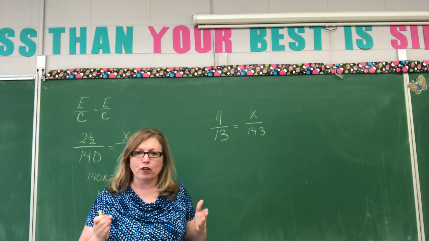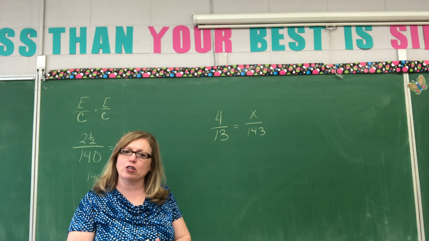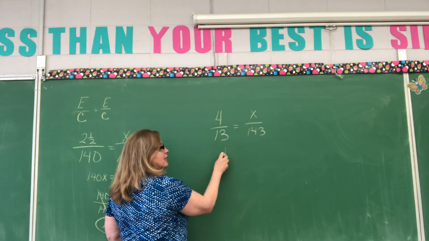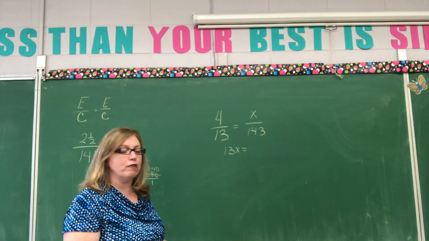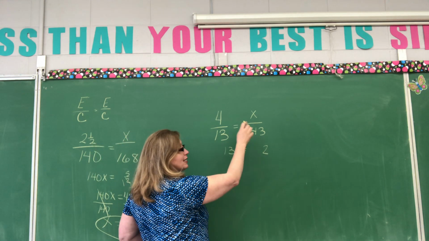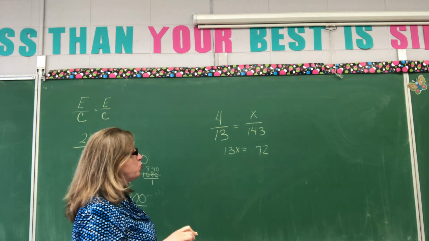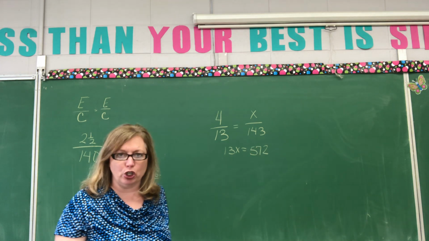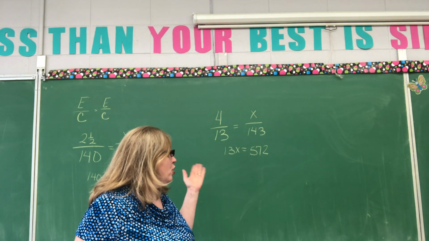How do I solve these two ratios that are now proportionate? How do I solve them? Cross multiply. So 13 times X gives me 13X. 4 times 143, well, 4 times 3 is 12. 4 times 4 is 16, plus the 1 you carried is 17. 4 times 1 plus the 5 is 572.